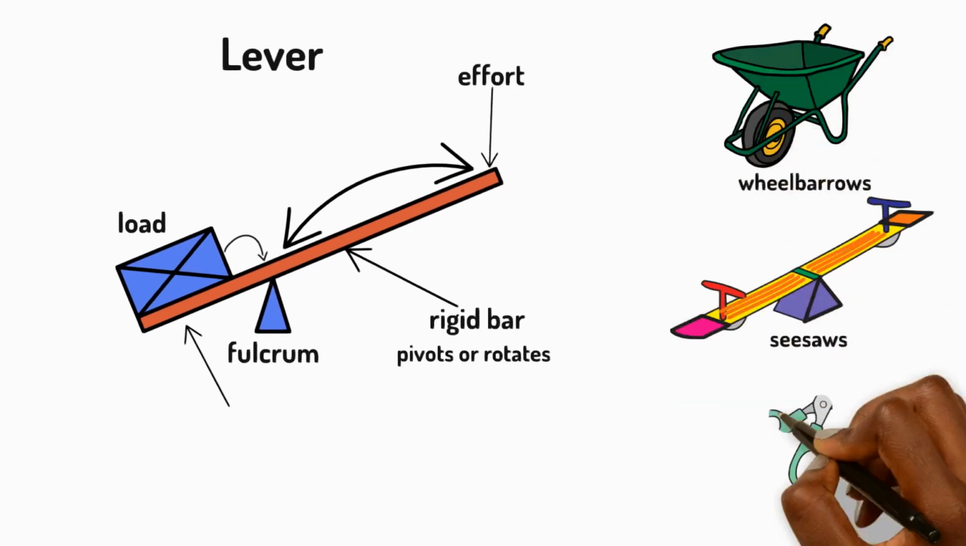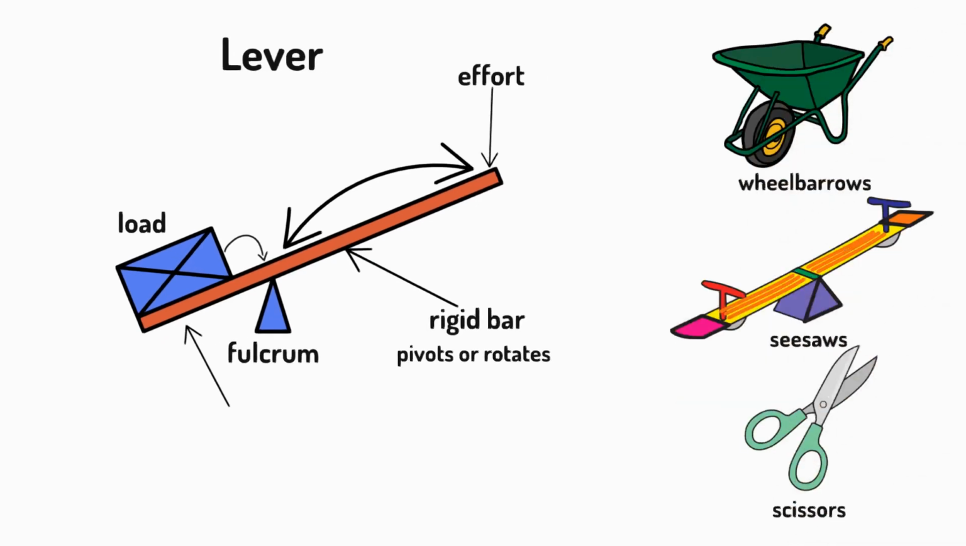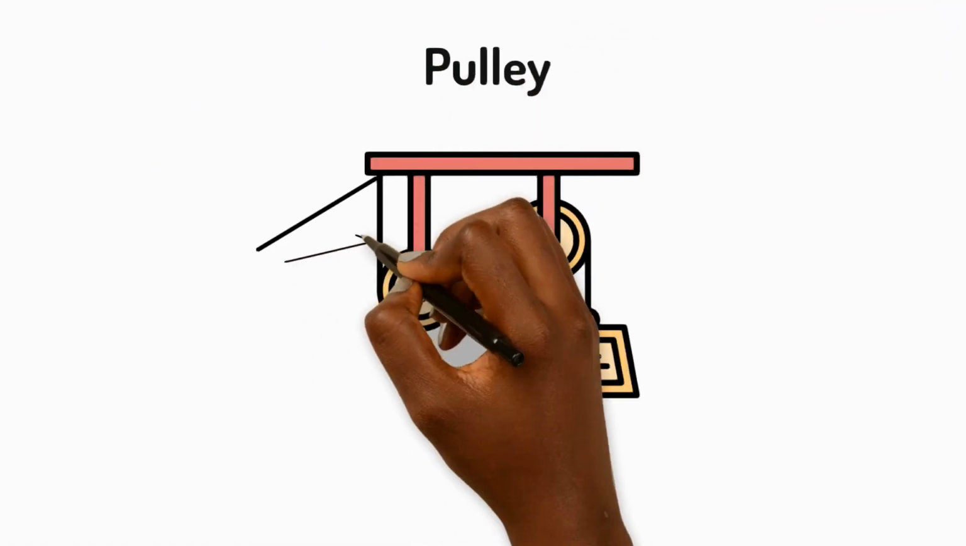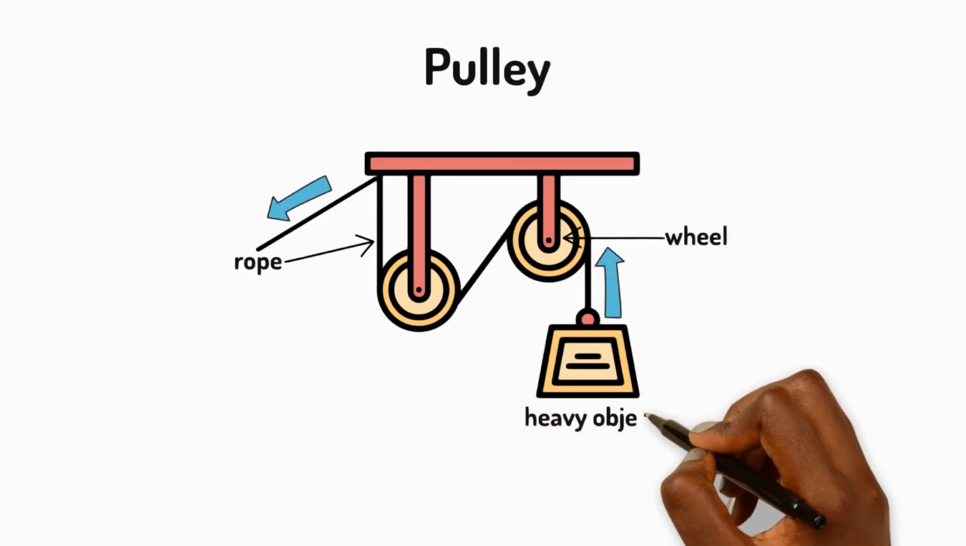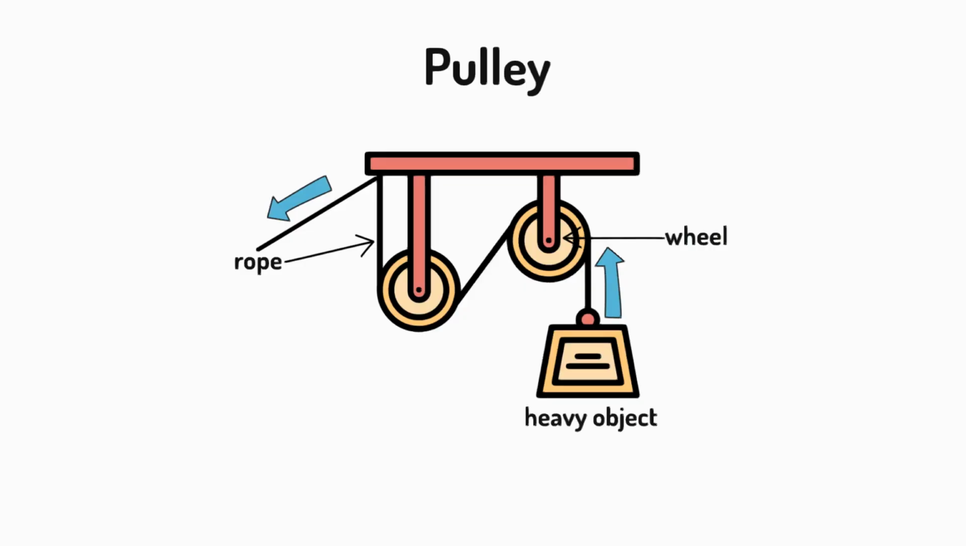Pulleys are created by looping a rope over one or more wheels. Here's how they work. When you pull down on one end of the rope, the pulley system creates an upward force at the other end. This is how it helps to lift heavy objects. By looping the rope over more wheels, you increase the upward force. This means you can lift heavier objects with the same amount of effort.